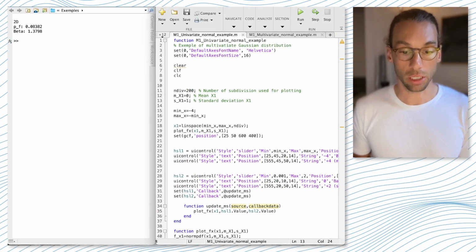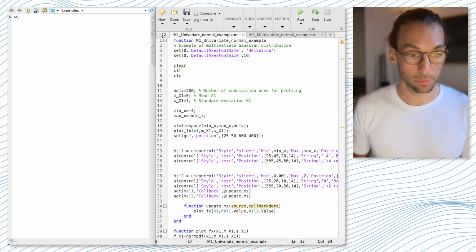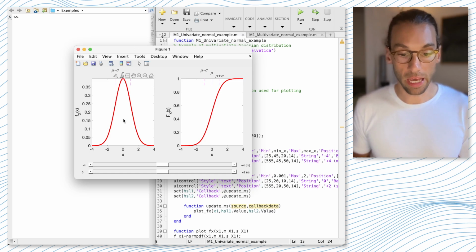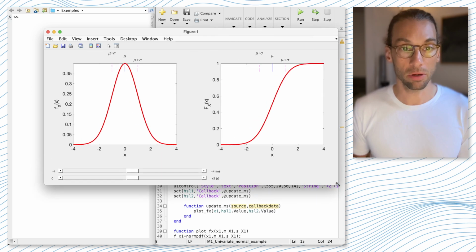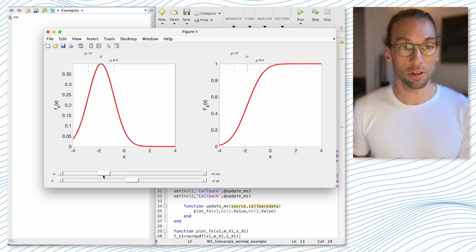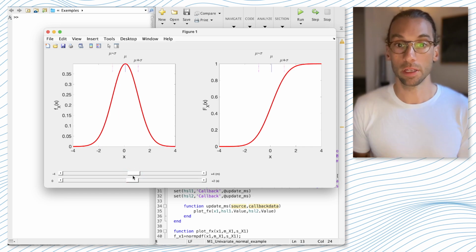So how would it look if we start playing around with it? You see we have the PDF here, we have the CDF, we have the mean here in blue, and plus and minus 1 standard deviation as bounds. If I play with my first slider, which changes the mean value, we get a translation of both the PDF and CDF without changing the shape.